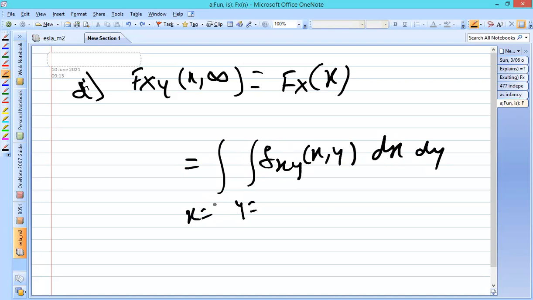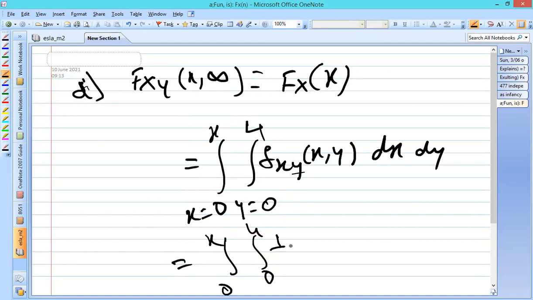X varies from 0 to x. Yes, 0 to x. But here y is taking the value infinity, but in the problem it is bounded by 4. So here take y as 0 to 4 and substitute the PDF, whatever we have. So that is nothing but the integral 0 to x, 0 to 4, and f_XY(x, y), which is obtained as 1 by 12, which has to be integrated with respect to x and y.